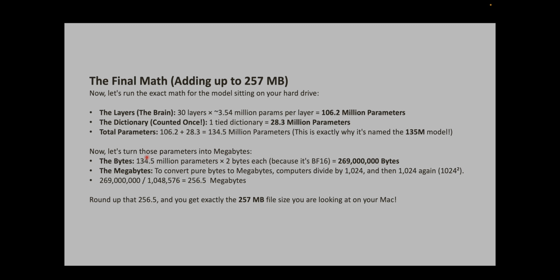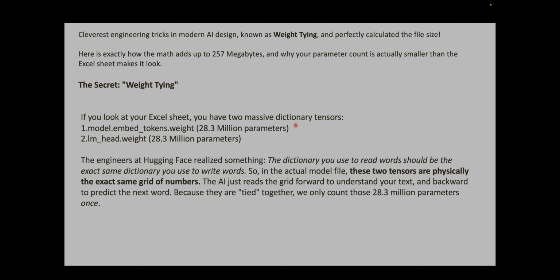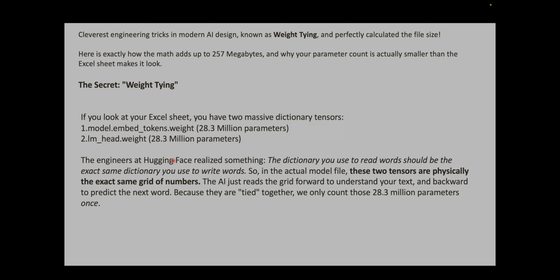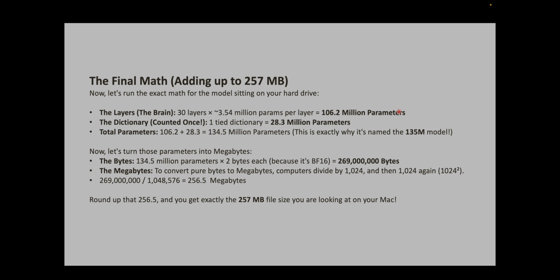Then let's turn those parameters into megabytes. 134.5 million parameters times 2 bytes each, in BF16, is 269 million bytes. That is about 256 megabytes. So this is the calculation, and the roundup is 257 MB. And 28.3 million is what we saw here, the first one. If you add all of the 30 layers, you get 106.2 million parameters, which is 30 times 3.54 million parameters per layer, approximately.